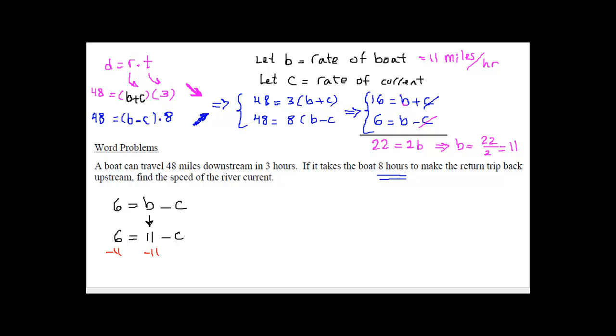Subtract 11 from both sides of the equation. So we get minus 5 is equal to minus C. So C must be equal to 5 miles per hour. So that would be the speed of the river. Let's put up another example of a distance, rate, time problem.